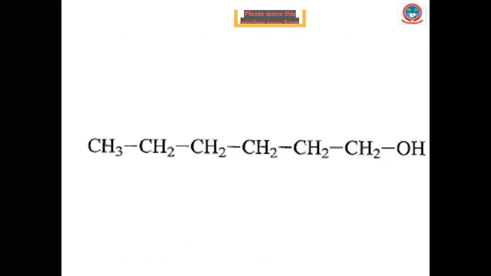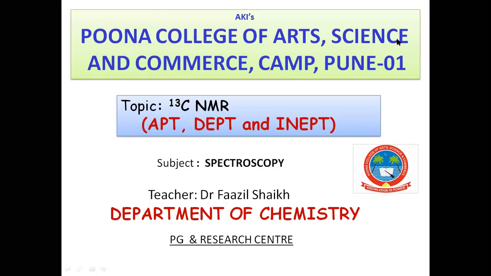Okay, so this is the example before you. See, all are sp3 hybridized, so you can apply the value. All are sp3 hybridized. See, every carbon is sp3 hybridized. So what you can say? What you can say for this? One minute. Yes, let us go for this. Okay.